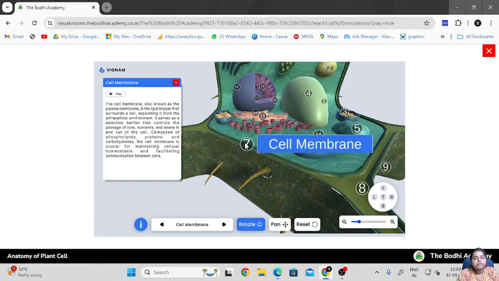Sometimes it serves as a selective barrier. That means it will transfer only the selective ions or the nutrients which are required for the plant. Otherwise, if they do not require something, then this plasma membrane won't allow it to enter inside the plant cell. This cell membrane or plasma membrane is composed of carbohydrates, phospholipids, and proteins, and that is crucial for maintaining cellular homeostasis and facilitating communication between the two cells.